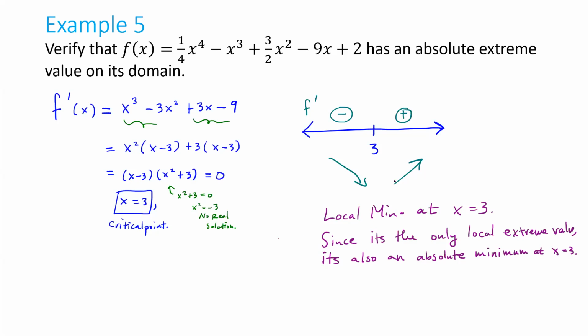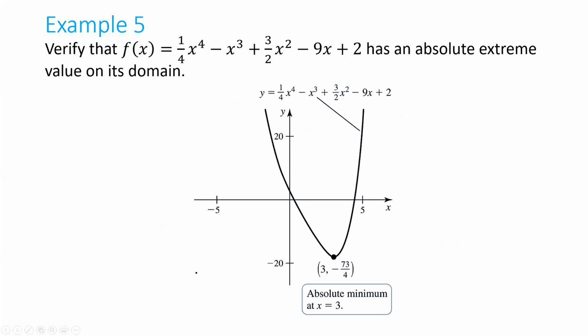Okay, so we can imagine that the graph is going to reach a minimum at 3, but then it's going to continue going up in either of the other directions. Okay, so anyways, here's just the graph that we can see why that's the case.